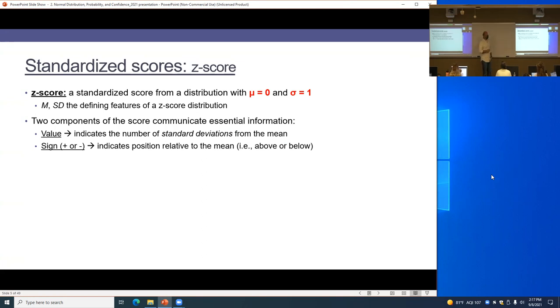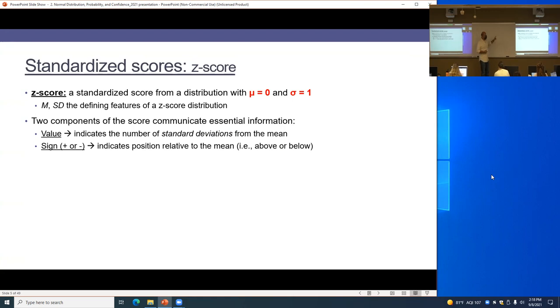what we can do is start to generate z-scores. Okay. A z-score is a score in a standardized distribution where the mean is zero and the standard deviation is one. This is what characterizes a z-score. Z-scores are defined by distributions with a mean of zero and standard deviation of one. If it doesn't have a mean of zero and standard deviation of one, you're not talking about z-scores.